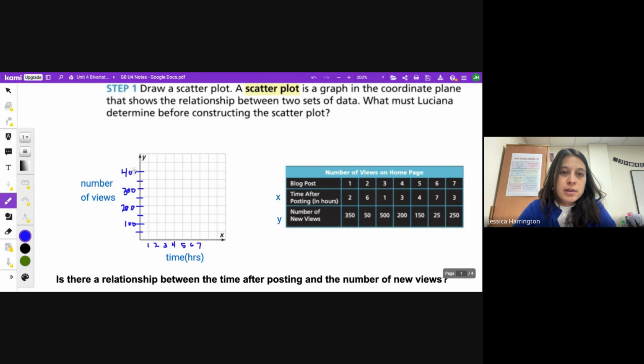And then 450, and the top is 500, which is great because that's our maximum number. That's what we need. So now we have to plot it. I'm going to switch my colors, so let's do pink. If I look here, the first point I have is 2 hours, 350 views. So I go to 2, and I'm going to go up to 350 and put a dot.